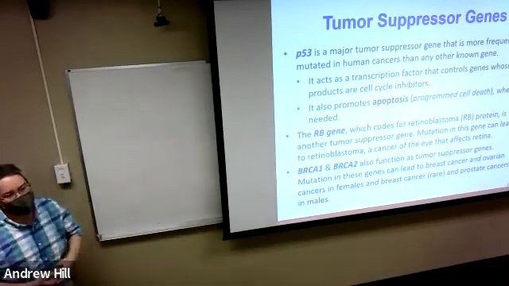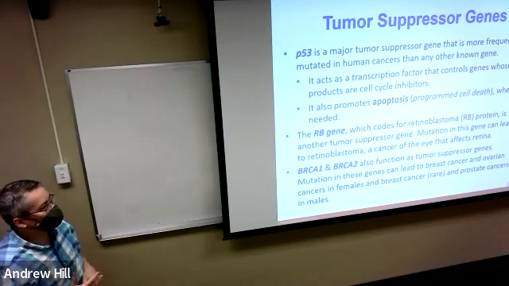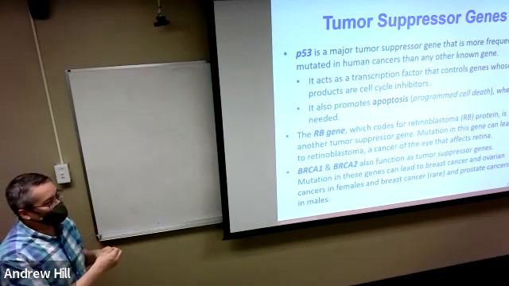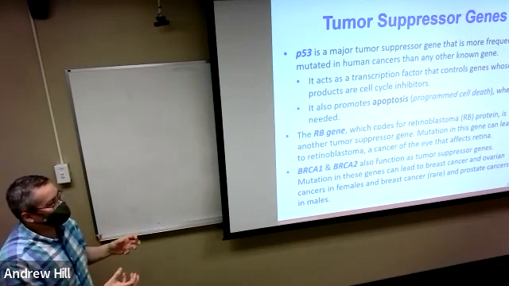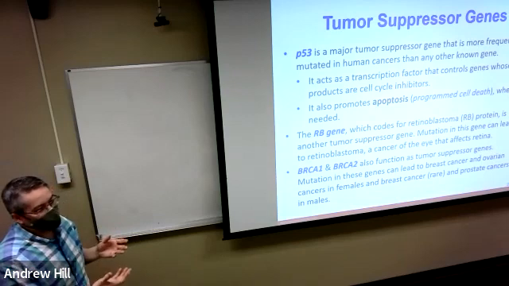So let's start with P53 though. This is a major tumor suppressor gene that's frequently mutated in human cancers, more than any other known gene. It acts as a transcription factor. Remember what a transcription factor is? It's a protein that's made in the cytoplasm and comes back through the nuclear pore into the nucleus, and it controls other genes. And these other genes are ones that will inhibit the cell cycle.